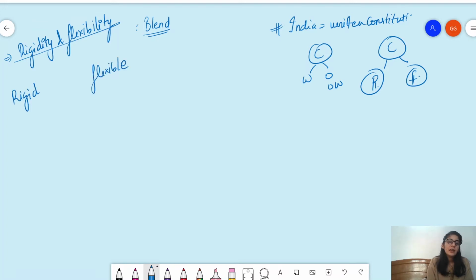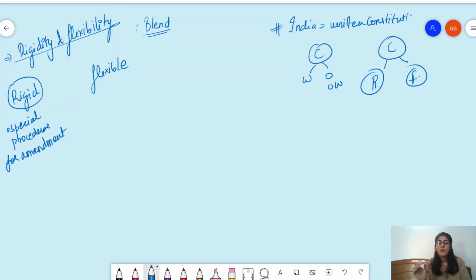Let's understand this. A rigid constitution is one that requires a special procedure for amendments, or a rigid constitution is that which requires special procedures for bringing in change in the constitution, right? For example, the USA is a classic example of a rigid constitution, right? Now a flexible one, on the other hand, doesn't require a special procedure.